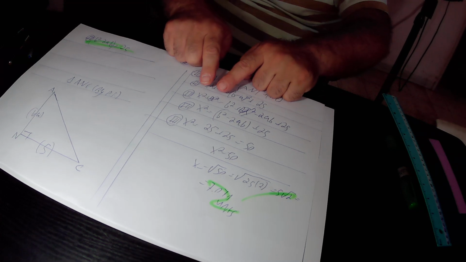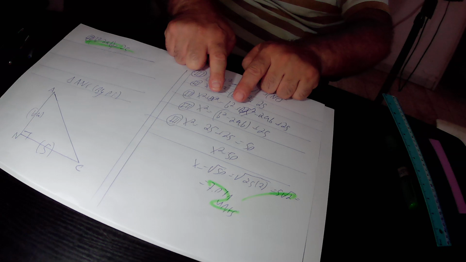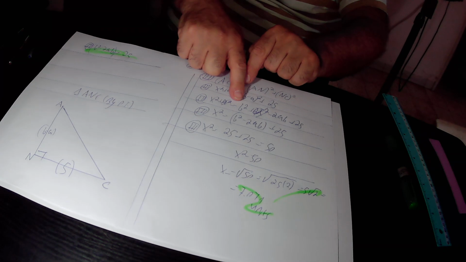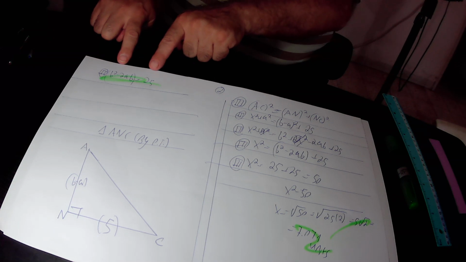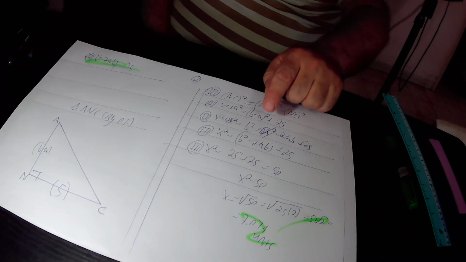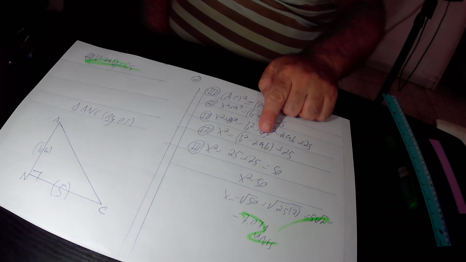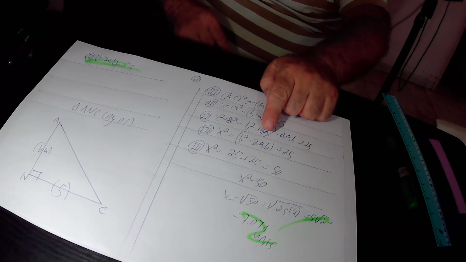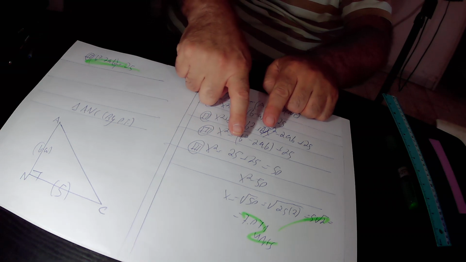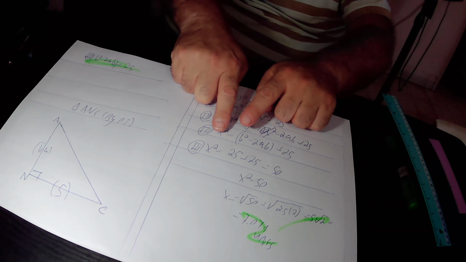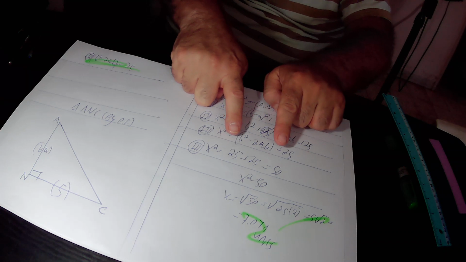So according to equation 3, X squared equals B squared minus 2AB plus 25. But according to equation 2, B squared minus 2AB equals 25. Therefore, we substitute B squared minus 2AB here by 25, and X squared equals 25 plus 25. So in total, X squared equals 50.